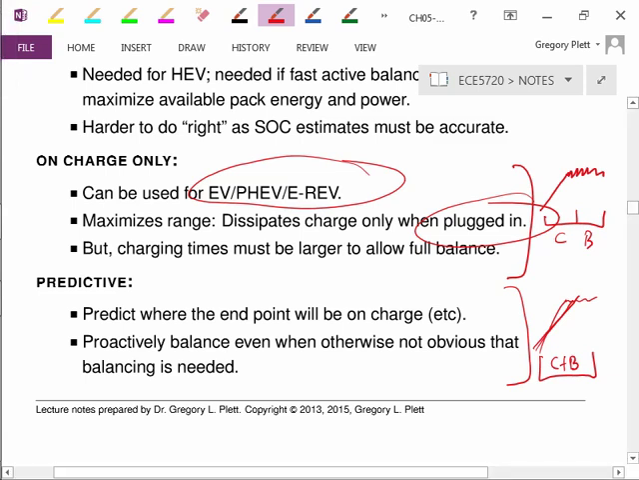So those are some thoughts on what design decisions need to be made when we're thinking about some of the control aspects of balancing. And of course, we haven't even talked about the electronics of how I do balancing, and that's what we're going to look at over the next several sections.